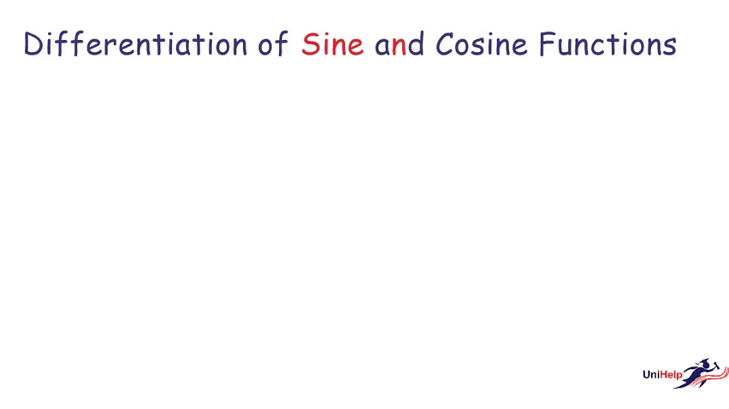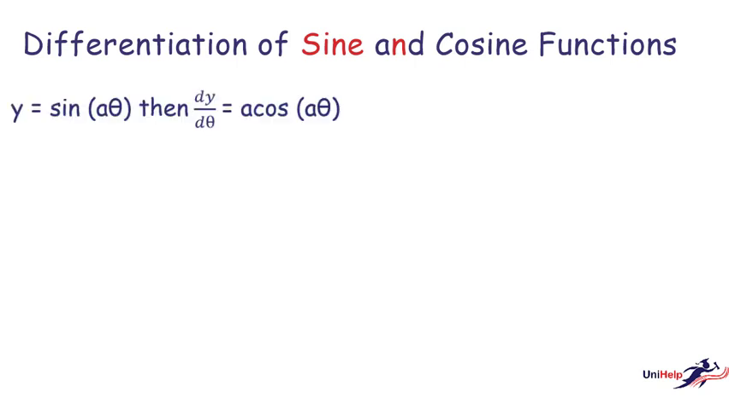Differentiating sine and cosine functions is very easy. We just need to have a good understanding of some key concepts. When differentiating sine functions in the form y equals sine a theta, where a is a constant, its derivative, dy d theta, is given as a cos a theta. It's as simple as that.